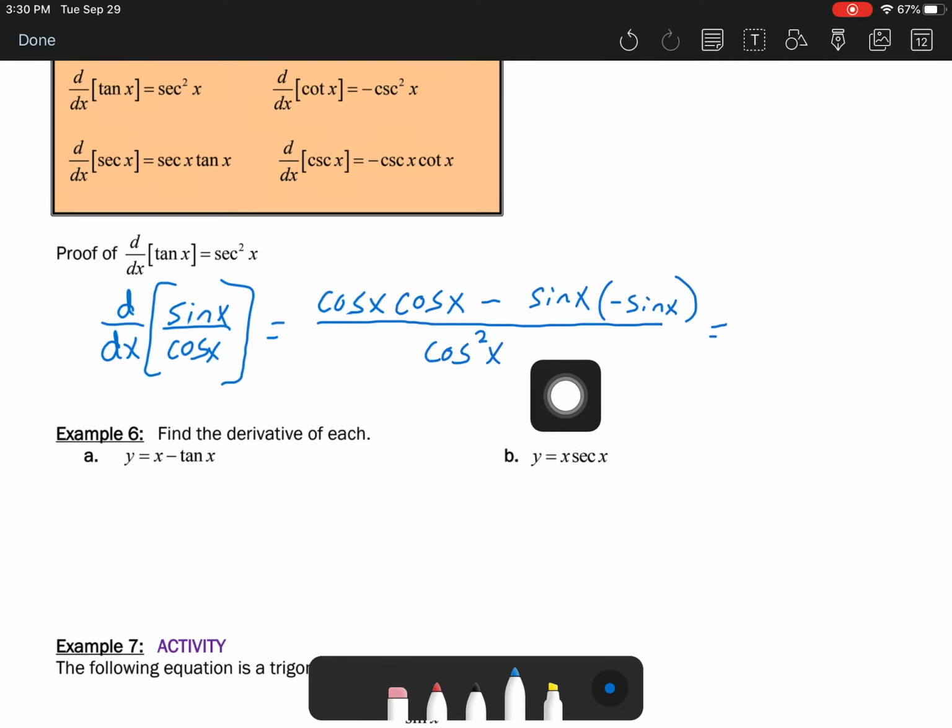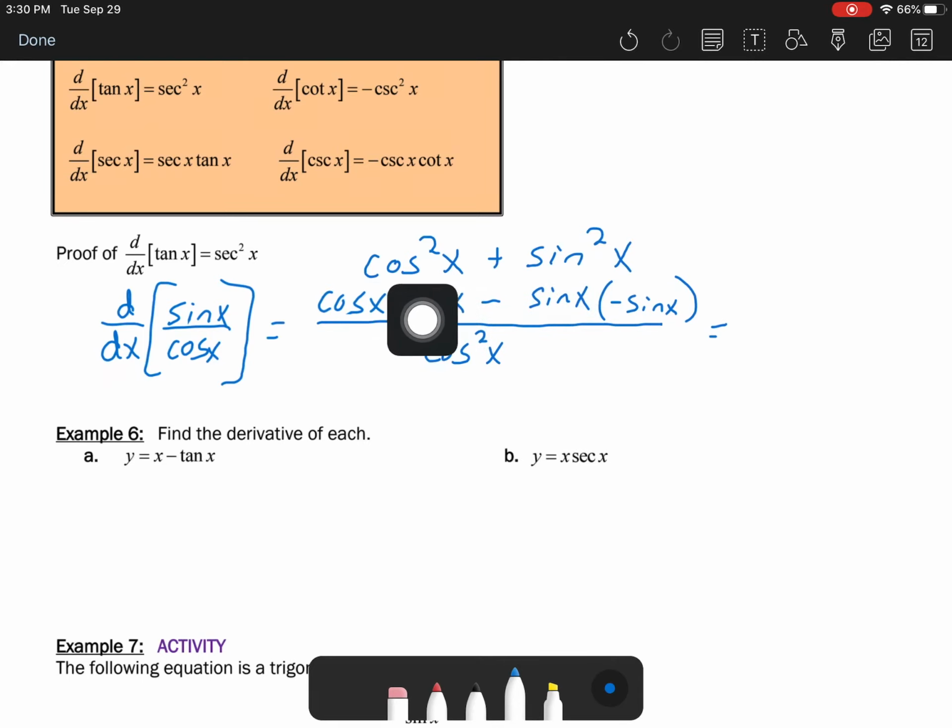Okay, now take a look at how this is going to be. This is going to be cosine squared. So to save myself some room, this is the same as cosine squared of x. And then this is sine squared, and I'm minusing a negative sine squared, so that's going to be plus sine squared of x. And hopefully you remember this is one of the most common trigonometric identities that we use. This is the Pythagorean identity. Cosine squared plus sine squared is equal to 1. And so my numerator, cosine squared plus sine squared, is equal to 1. So I've got 1 over cosine squared of x.